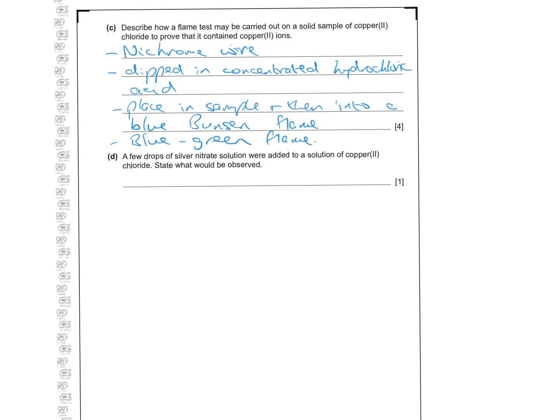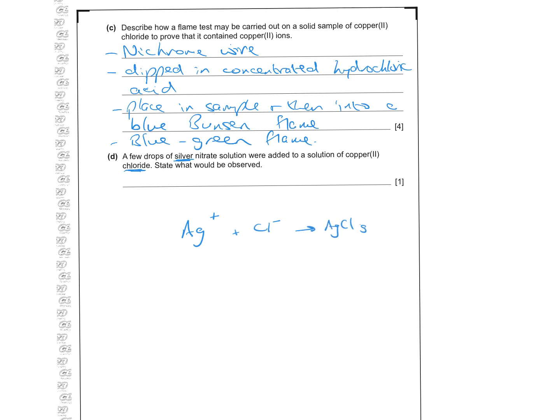A few drops of silver nitrate solution are added. State what would be observed. Well, chlorides react with the silver nitrate, and in particular react with the silver ions to form a white precipitate of silver chloride. Now the equation for that, you're not asked for it here, but it would be Ag+, this is an ionic equation, plus Cl-, and that goes to give AgCl, which is your white precipitate.